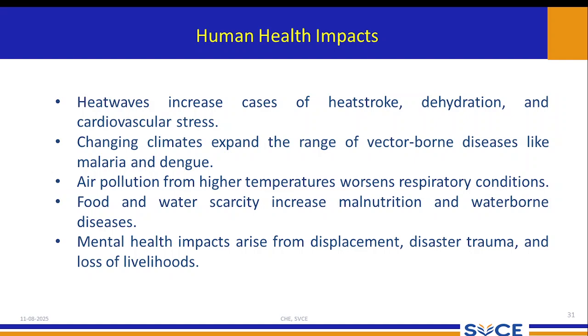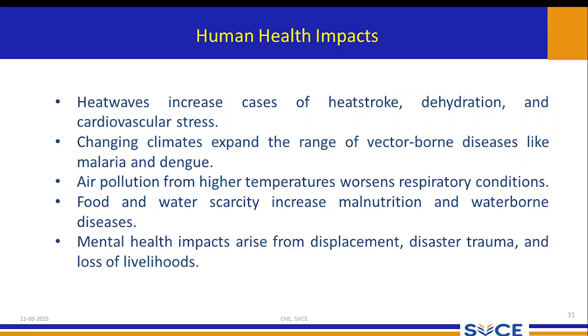Human health impact. Coming to human health, heat waves increase the cases of heat stroke. That's why during the summer, people say old people shouldn't go outside from 11 to 4, especially in very hot summers, because they may get affected with heat stroke very easily. Heat waves increase the cases of heat stroke, dehydration, and cardiovascular stress.